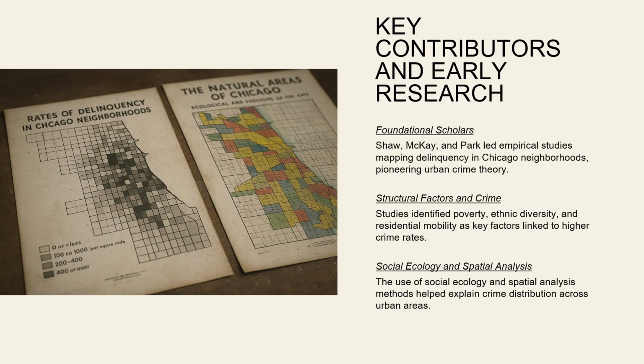Some key contributors included Shaw, McKay, and Park. They led empirical studies mapping delinquency in Chicago neighborhoods, pioneering urban crime theory. Studies identified poverty, ethnic diversity, and residential mobility as key factors linked to higher crime rates. The use of social ecology and spatial analysis methods helped explain crime distribution across urban areas.